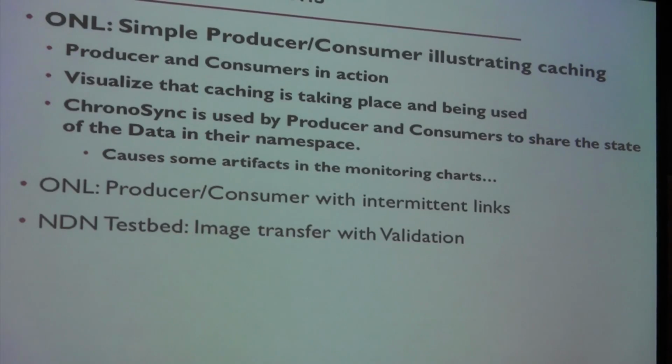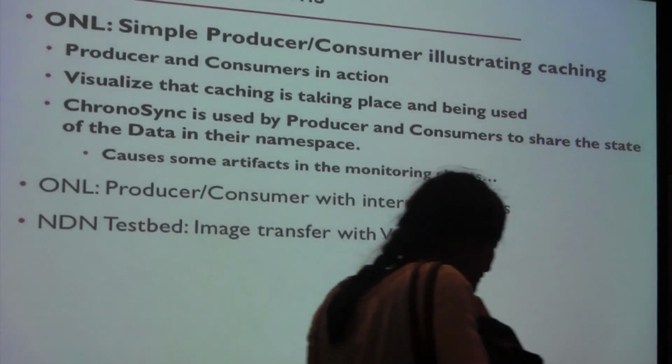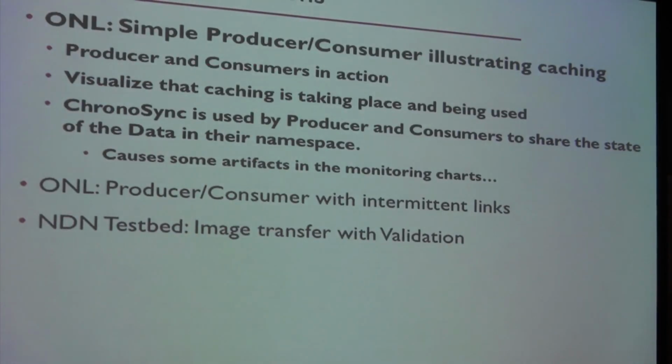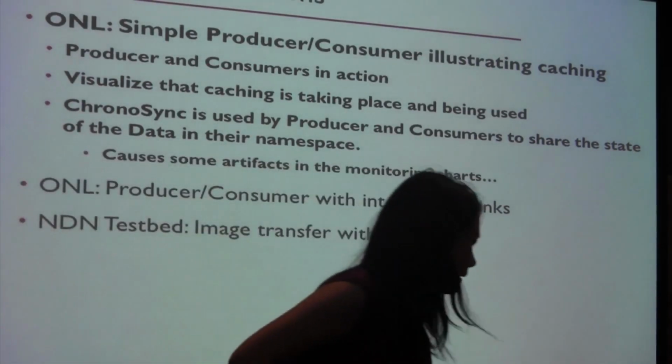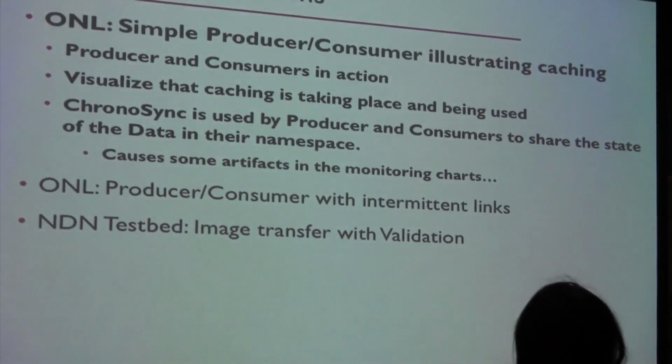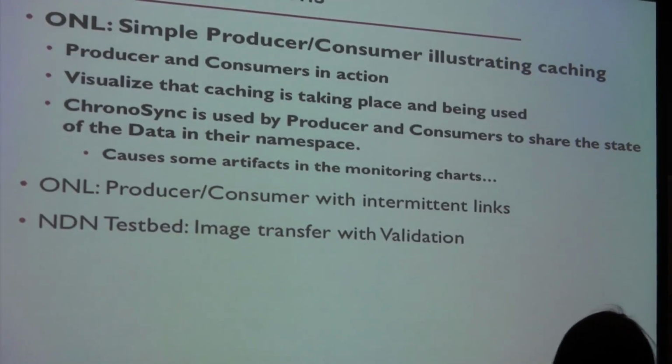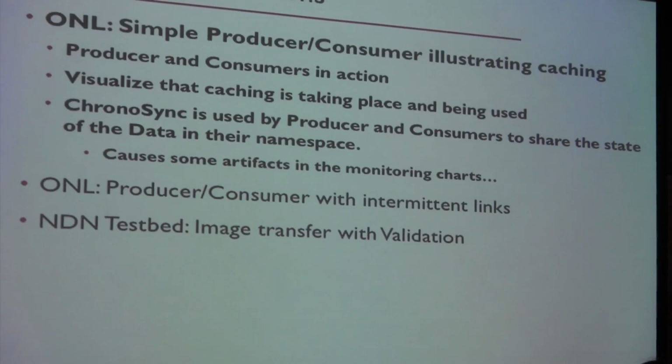Okay, so for this first demonstration, it's going to be a simple producer-consumer. We're going to see the producers and consumers put into action. We'll be able to visually see that caching is taking place and being used. Now, underneath the covers, I'm actually using Chrono Sync to do this. Okay, so Chrono Sync is being used by the producers and the consumers to share the state of the data in their namespace.